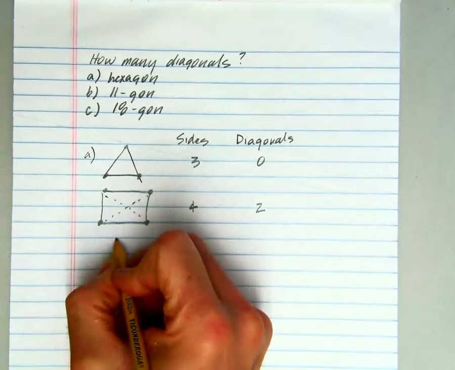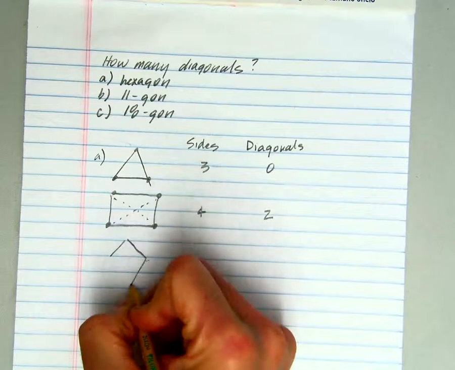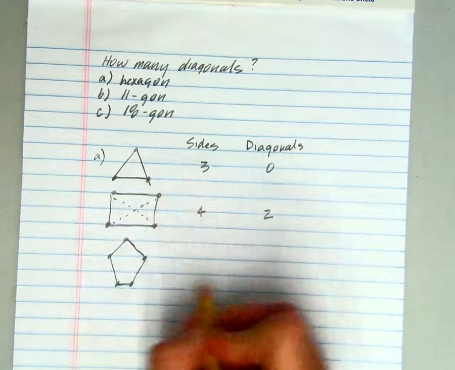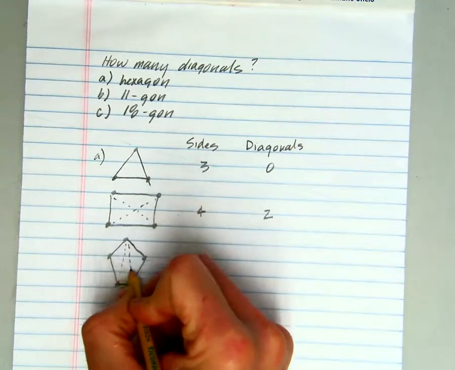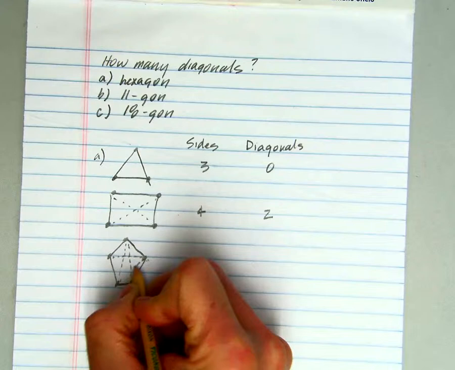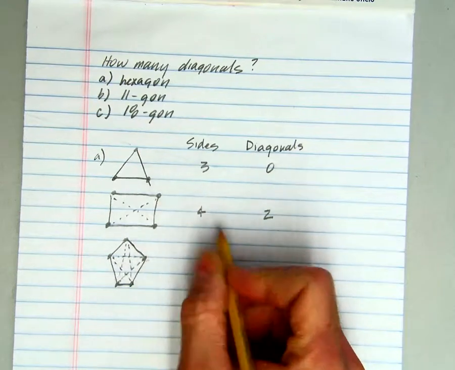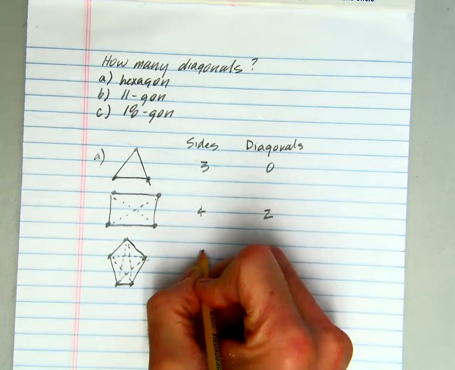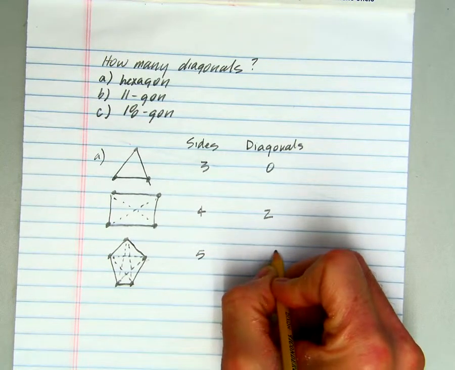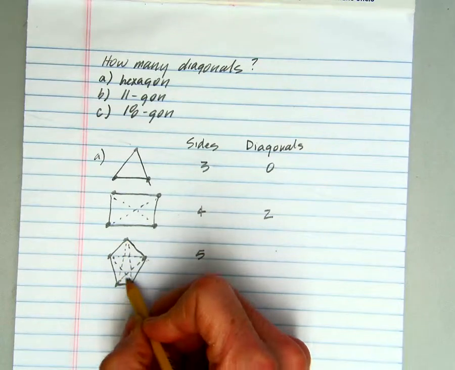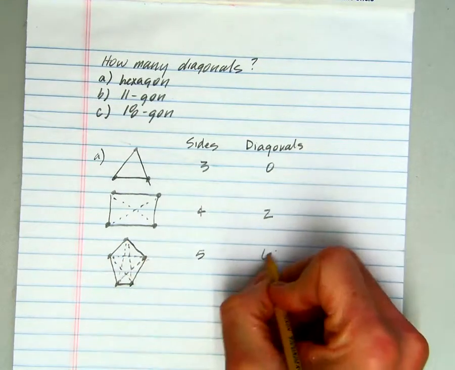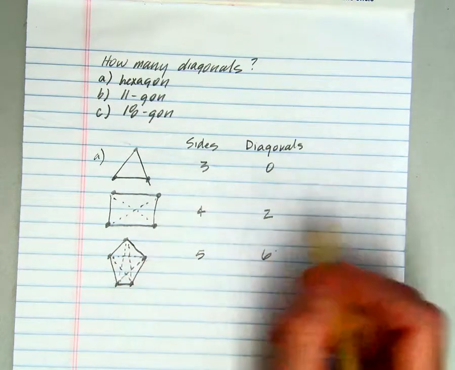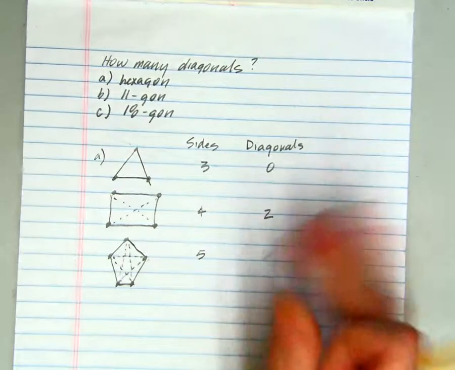Okay, well, let's try the 5-sided figure. A 5-sided polygon, also known as a pentagon, would look something like this. 5 points, and we connect all the points up, and we can see that there are 1, 2, 3, 4, 5 diagonals. So for the 5-sided figure there are 5 diagonals. Let's see, 1, 2, 3, 4, 5, 6? Sorry. 1, 2, 3, 4, 5. Oh, I'm sorry, I'm actually wrong. That should be 5.